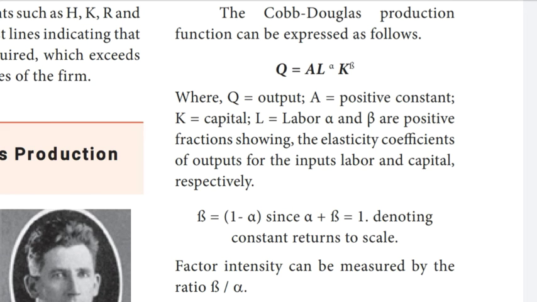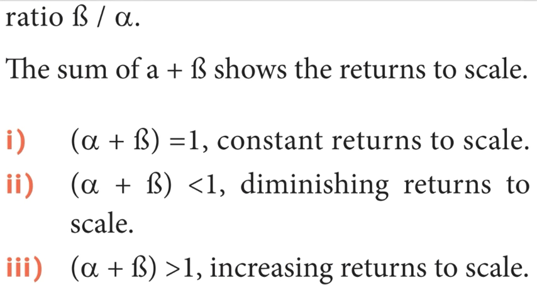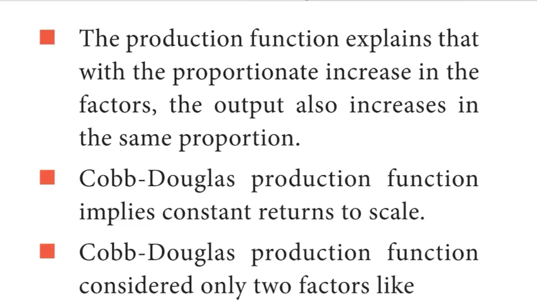In the production equation Q is equal to A into L power alpha into K power beta, the sum of the exponents shows the degree of returns to scale. Alpha plus beta greater than 1 is increasing returns to scale. Alpha plus beta is equal to 1 is constant returns to scale. Alpha plus beta less than 1 is decreasing returns to scale. The production function explains that with a proportionate increase in the factors, the output also increases in the same proportion. Cobb-Douglas production function implies constant returns to scale.